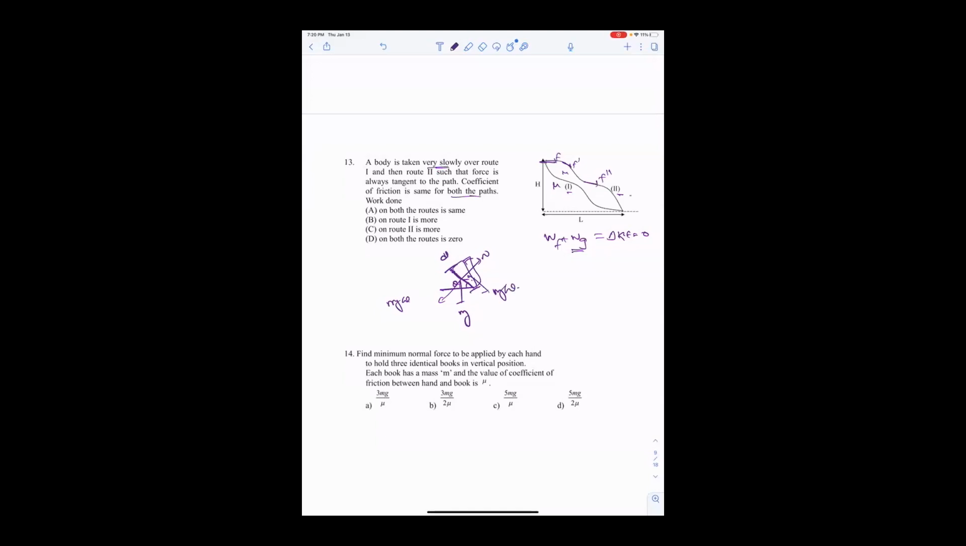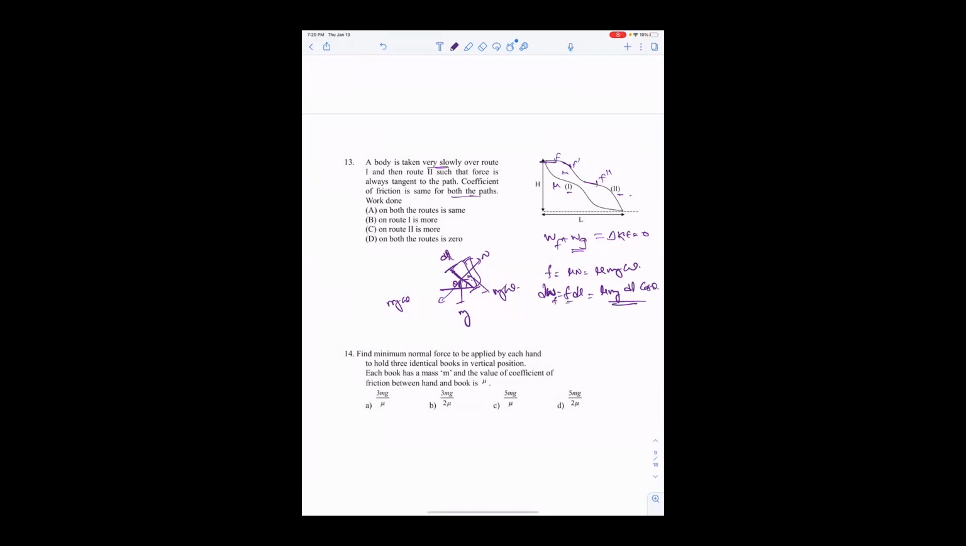So frictional force F is equal to mu times N. That is mu times mg cos theta. Now, what is the work done by friction? The length along this direction is dl. So dW done by friction is F dl, so mu mg into dl into cos theta. This is the small work done by friction.